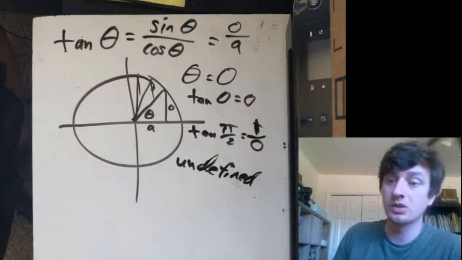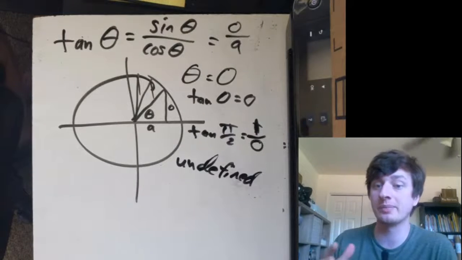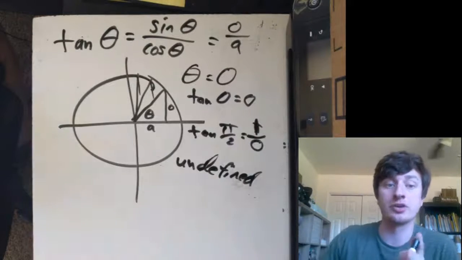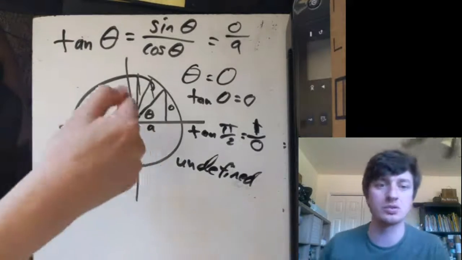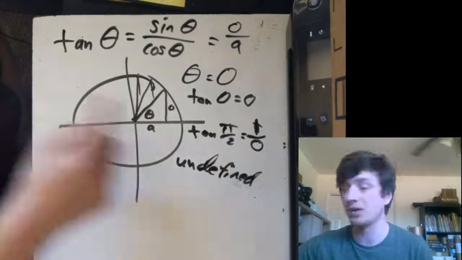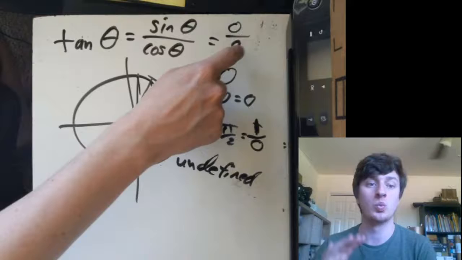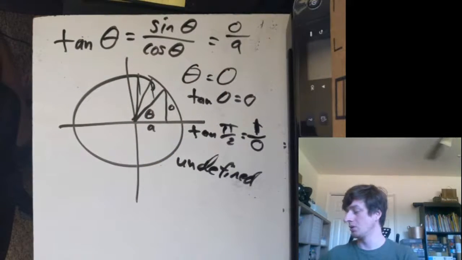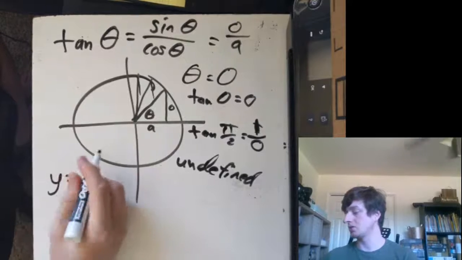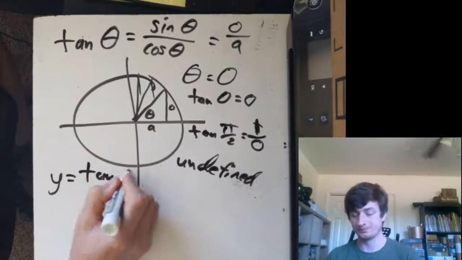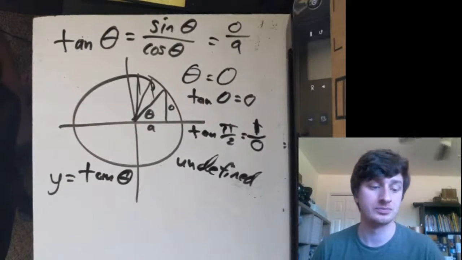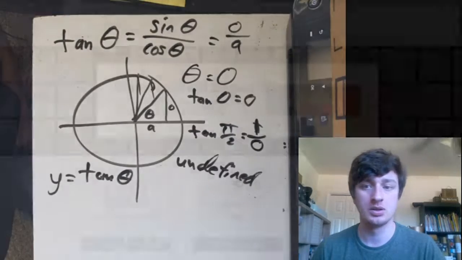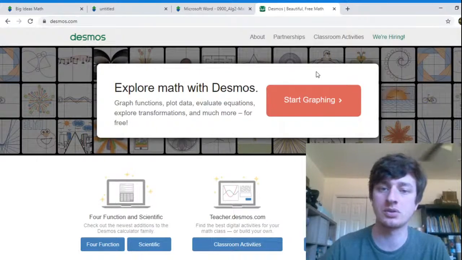Okay, so now I want to look at Desmos, and we'll talk about the graph of the curve. Not just where it is on the unit circle, but the relationship when we divide the opposite and adjacent side. What are the values that come out? So our function is y equals tangent theta, tan x. Okay, so here is Desmos. We're going to graph.